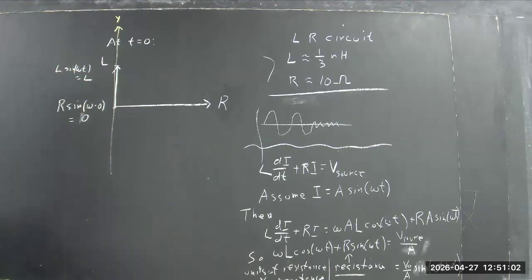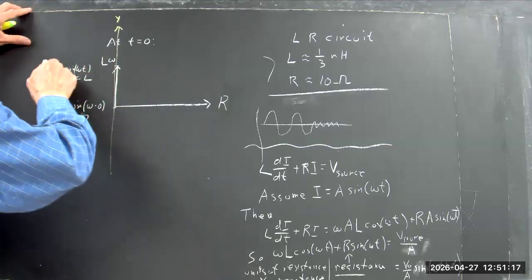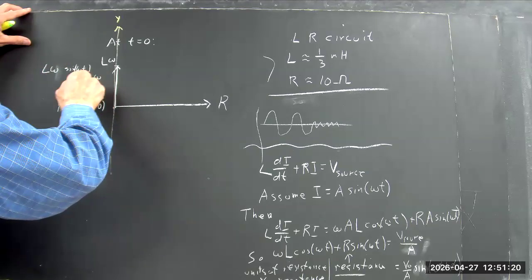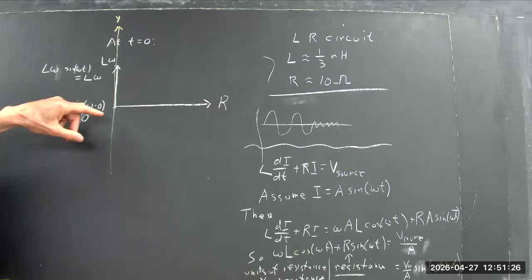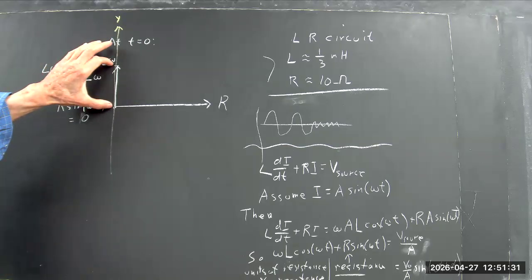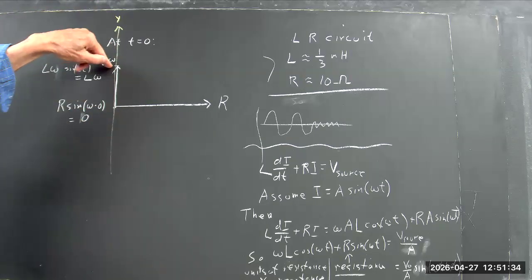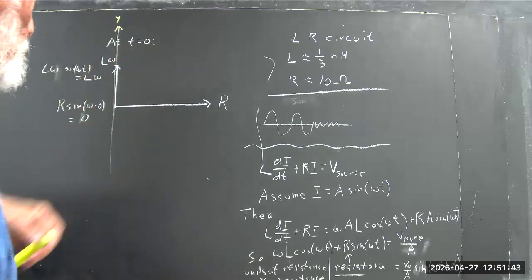Up here, L sine omega t would equal L. Actually, let's keep the units consistent. Let's call this L omega. Now, when the vector's in this position, its y-coordinate is just whatever the magnitude of the vector is, right? Okay. And you have a result.